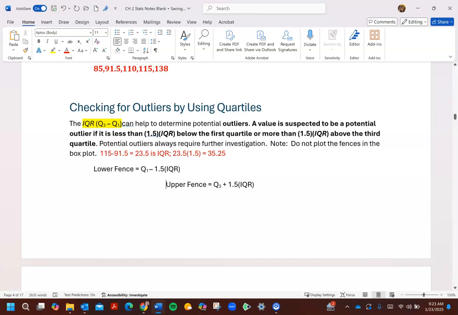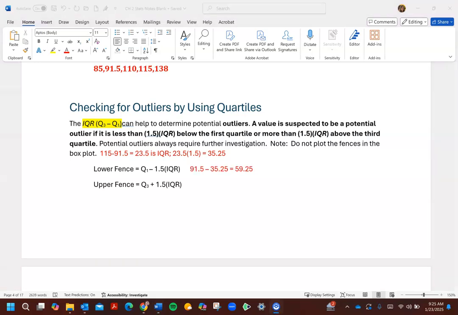what we're going to, I'm just going to fill these in here. We're going to calculate out the first quartile minus the 1.5 times our IQR, which we got was 35.25. Okay, so we get, let's see, that should be a 6 there. 56.25 for our lower fence.